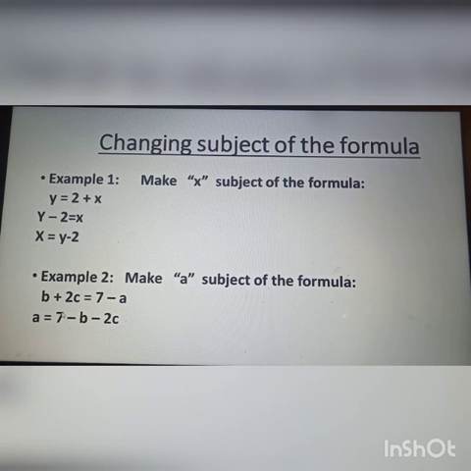The main objective is to isolate a, and a must be having a positive sign. Now if you see this equation or formula, b plus 2c is equal to 7 minus a. In this example, no single alphabet is being given as the subject. So we are to make a the subject of the formula. So what does it basically mean? That we are to isolate a.